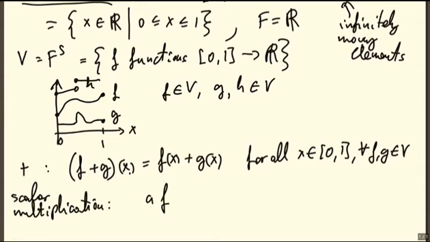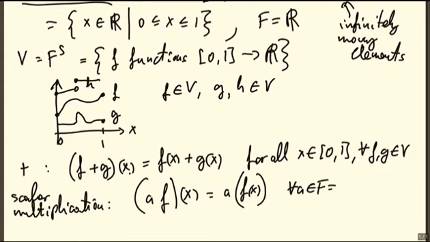So you scalar multiply a function, you get a new function, and the value of this new function at x is just 8 times f of x. The 8 times the value of f at x. Again, for all a from the field, which was the set of real numbers, for all f vector, which is really a function, and for all x from the 0, 1 interval.